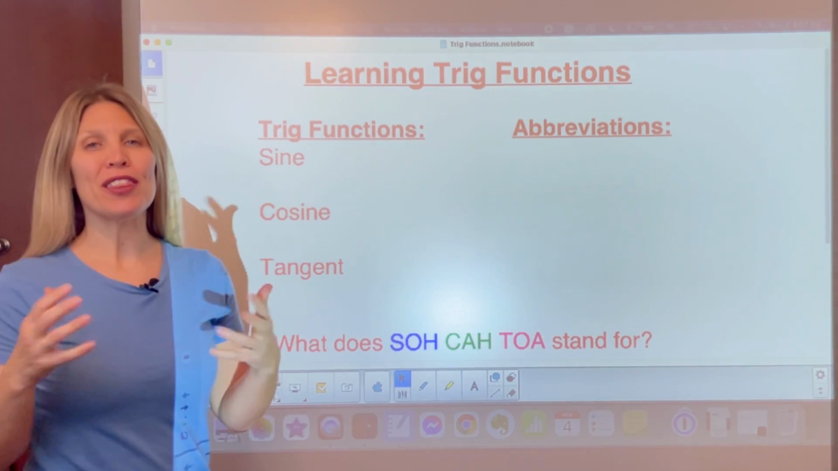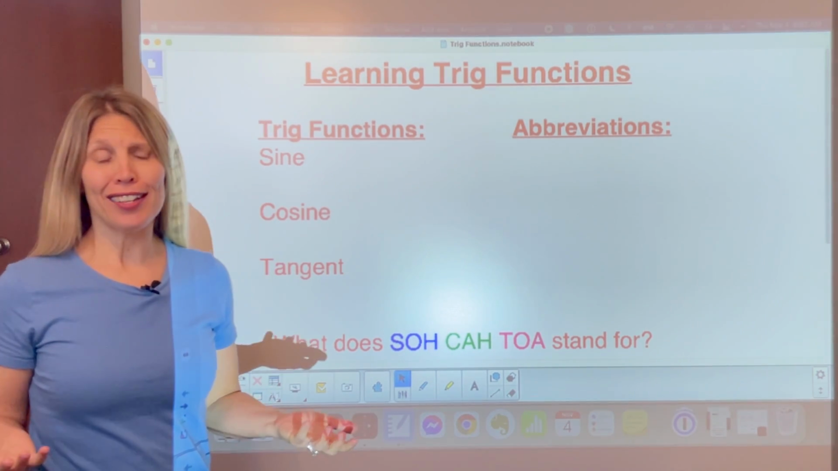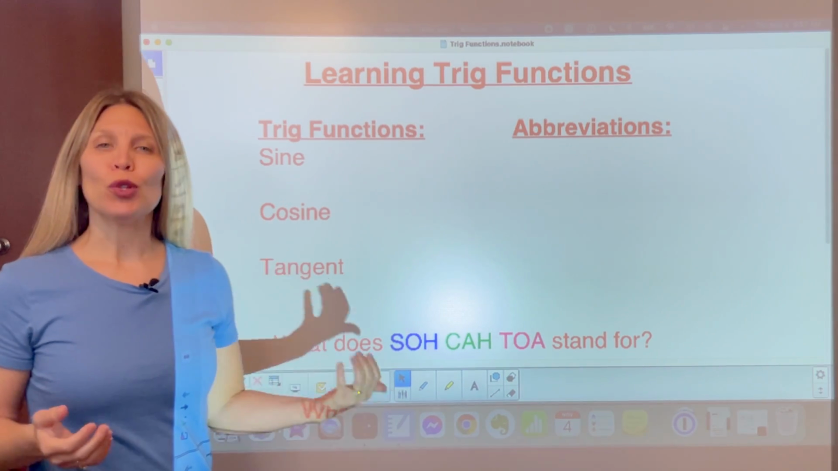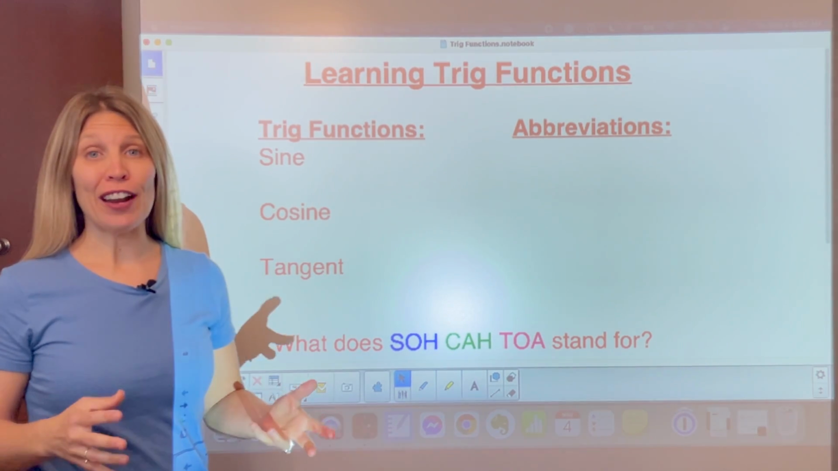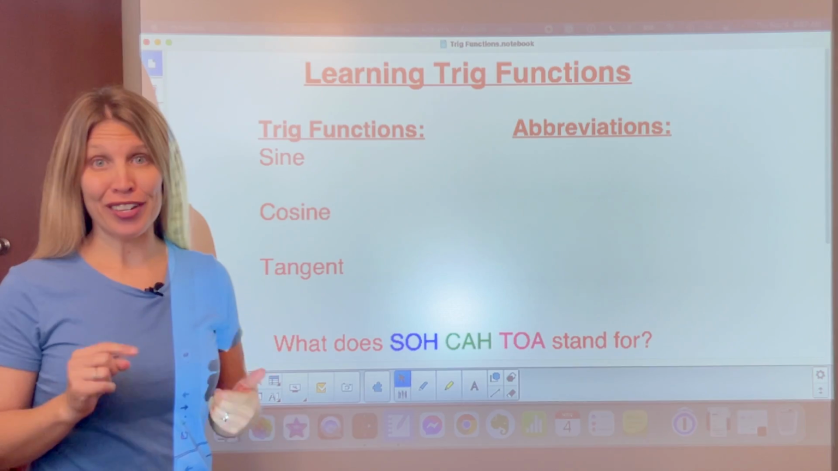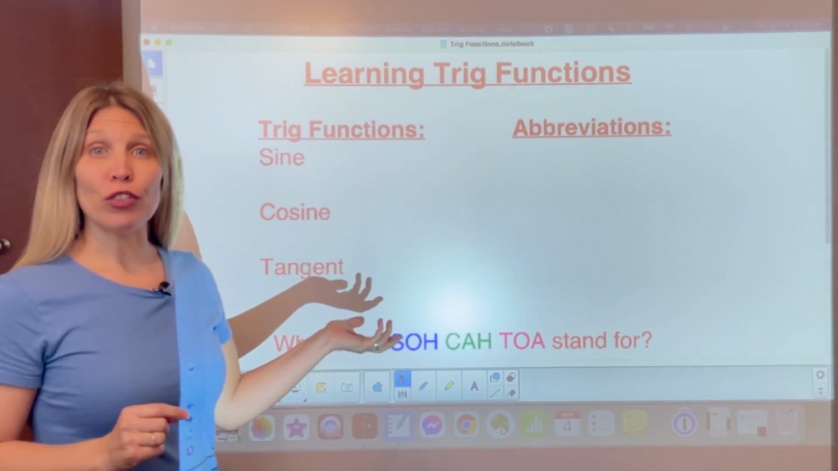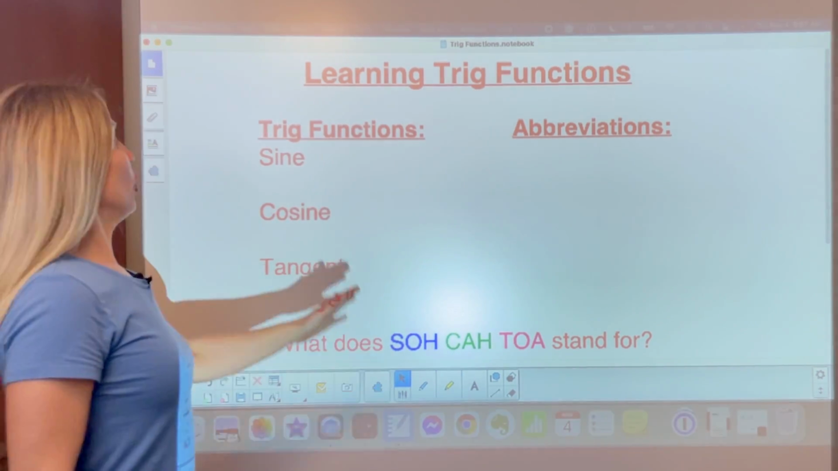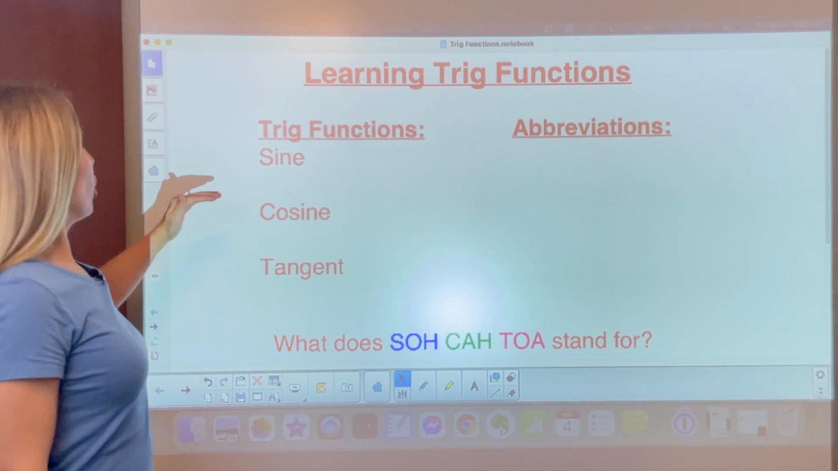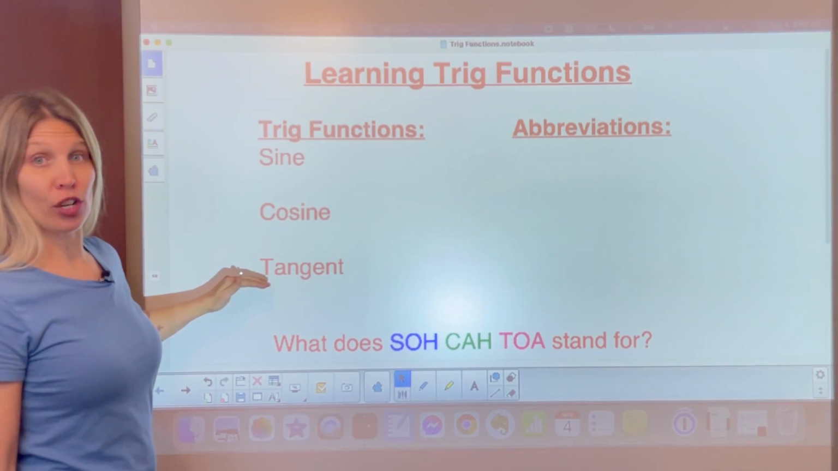Maybe not for you, but this is where I feel like it all comes together and it can be a little bit of fun. So let's learn some trig functions and find out what they mean and help you understand trigonometry. So the first thing you have to know is, what are these words? You have sine, cosine, and tangent.